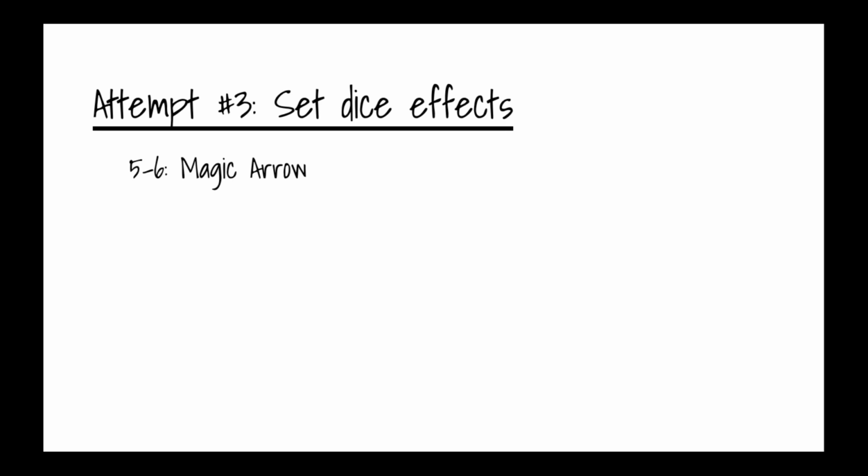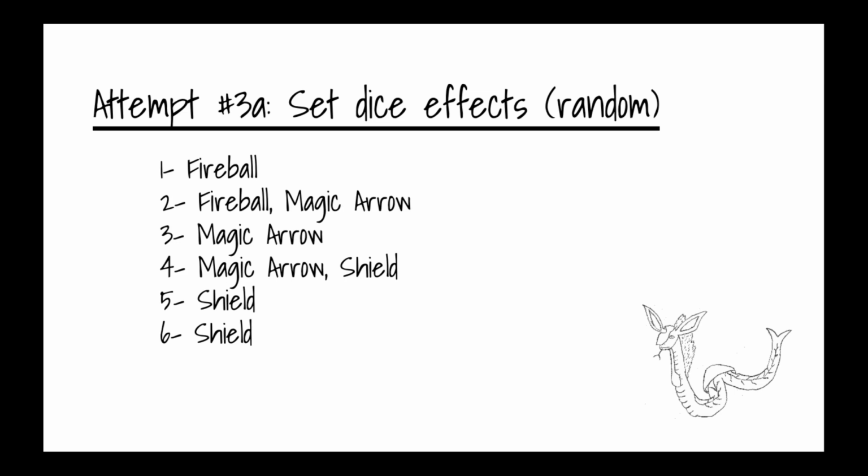For part 3, I tried a version where dice had set effects, so maybe a 5 or 6 was always Magic Arrow, and that didn't vary throughout the game. There were 2 design choices I could make here, random or hierarchy. For the former, every power had an essentially random number, so maybe Fireball was 1 to 2, Magic Arrow was 2 to 4, Shield was 4 to 6.